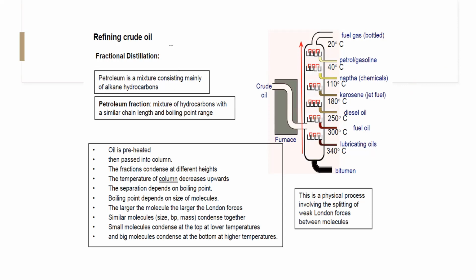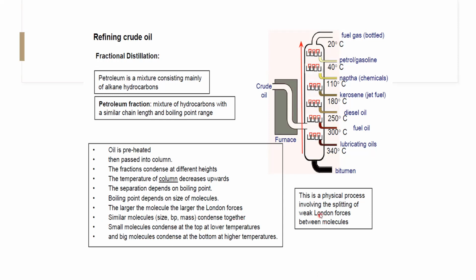is decreasing. So the separation depends on the boiling point. The boiling point depends on the size of the molecule. If we have a large size, like more carbon atoms, it will have a high boiling point. So a larger molecule will have larger London forces, like the force between the molecules will be stronger. Weak van der Waals force or London dispersion force, this is the same force which we see between the molecules.